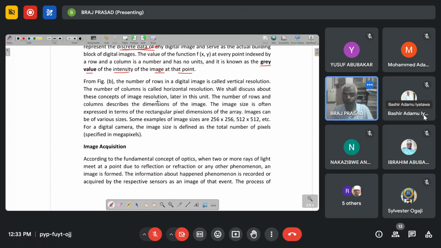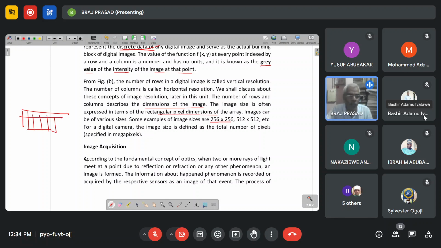The number of pixels of the image is called resolution, and if the resolution is high, then the quality of the image will be high, otherwise quality will be reduced. Later in this unit, the number of rows and columns describe the dimension of the image. The image size is often expressed in terms of rectangular pixel dimensions of the array. An image can be of various sizes, like 256 by 256. It means there are 256 different columns and 256 different rows.